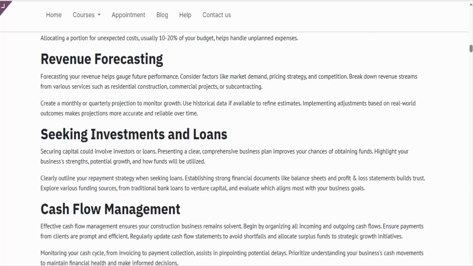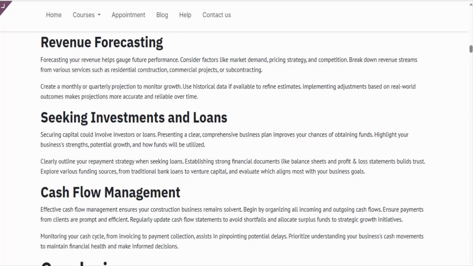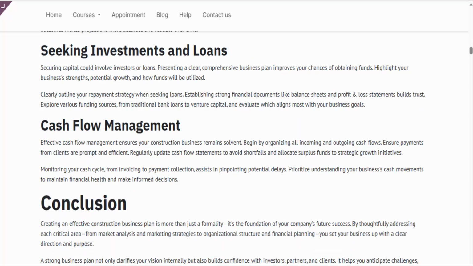Implementing adjustments based on real-world outcomes makes projections more accurate and reliable over time. Seeking investments and loans. Securing capital could involve investors or loans. Presenting a clear, comprehensive business plan improves your chances of obtaining funds. Highlight your business's strengths, potential growth, and how funds will be utilized.